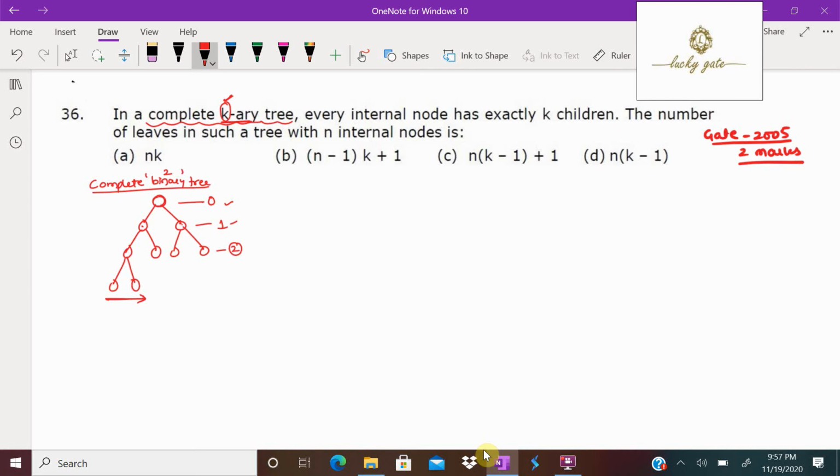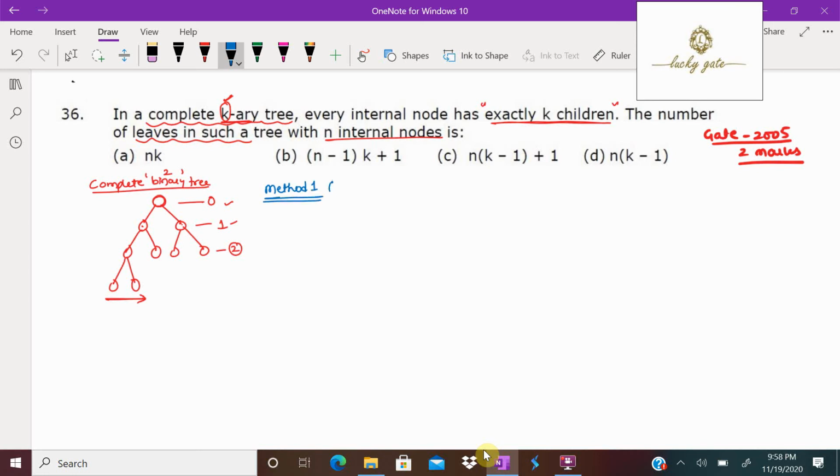Now what is given? Every internal node has exactly K children. It is given what is meant by a complete K-array tree. Every internal node will have exactly K children. The number of leaves in such a tree with n internal nodes is? I will explain solving of this question with 2 methods.